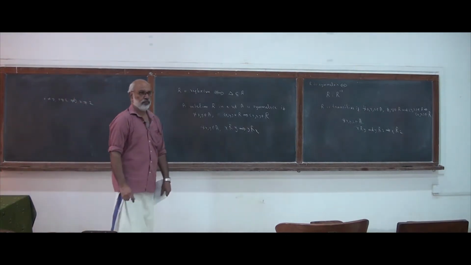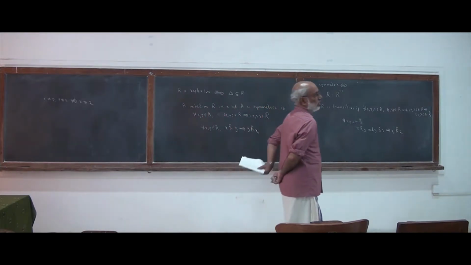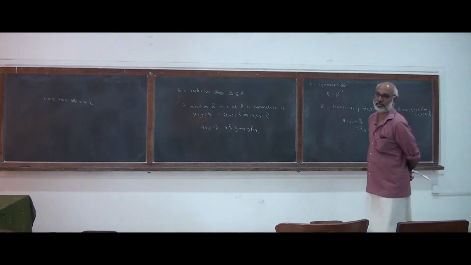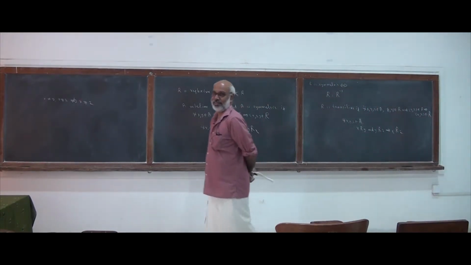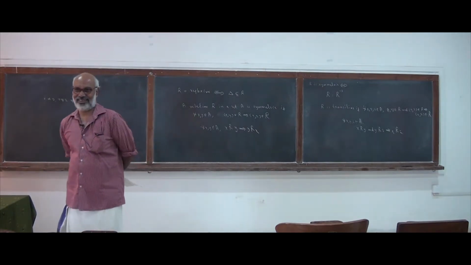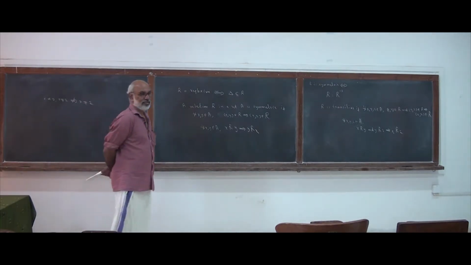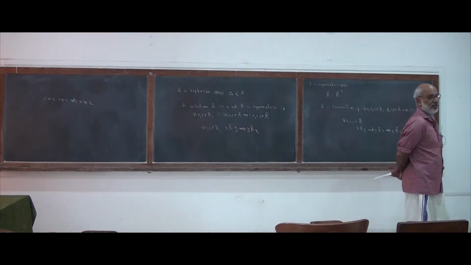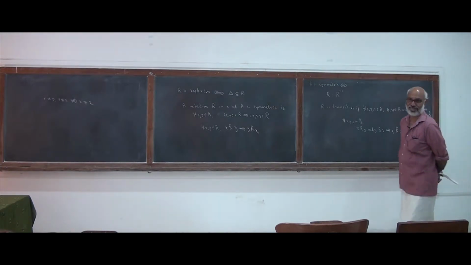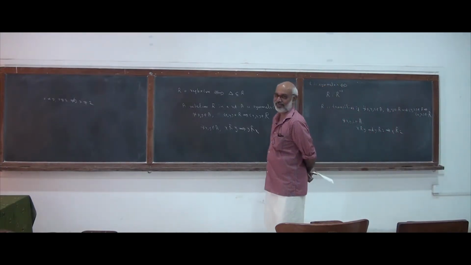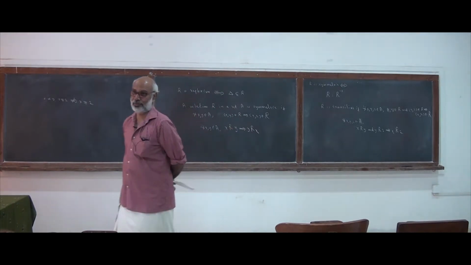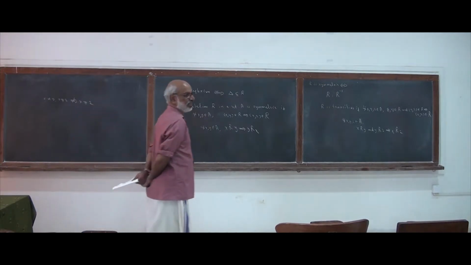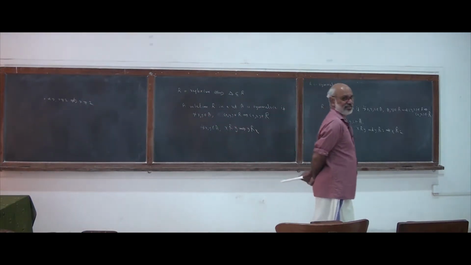Among integers, we can say that two integers are neighbors if the modulus of the difference is equal to 1. That is, two integers x and y are neighbors if x minus y is equal to 1 or y minus x is equal to 1. 1 and 2 are neighbors, 2 and 3 are neighbors, but 1 and 3 are not neighbors. So that relation is not transitive.